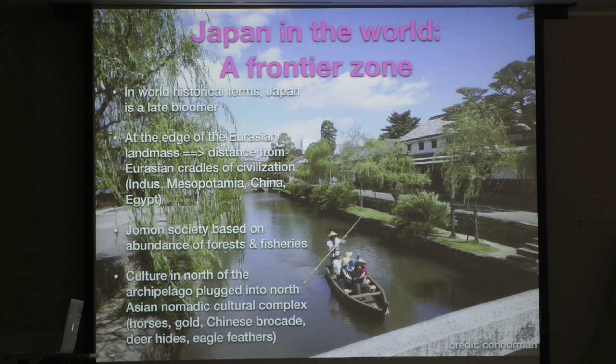Because it is at the edge of this Eurasian landmass, it is distant from the Eurasian cradles of civilization, of which Eurasia has 4 of the 6. The other 2 are in Central and South America.